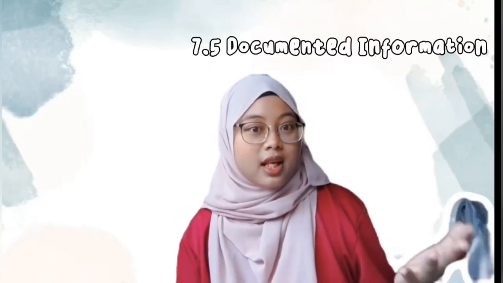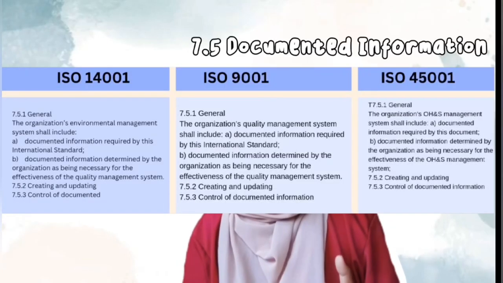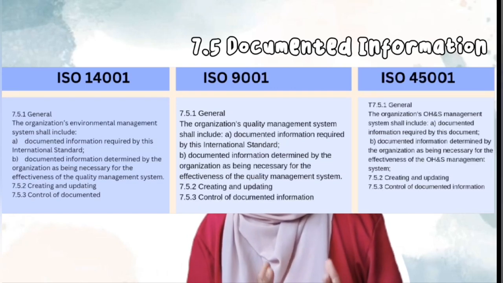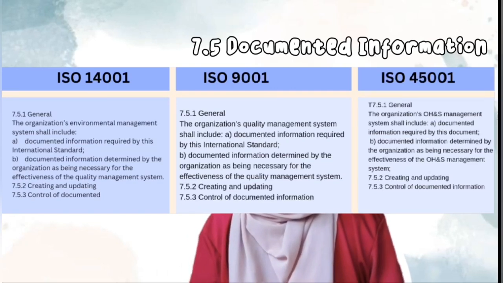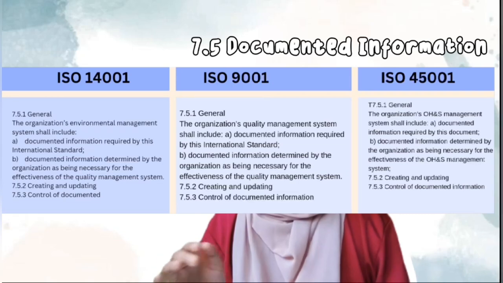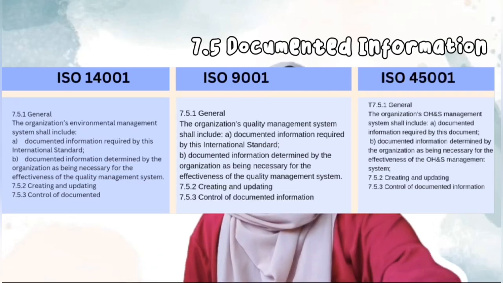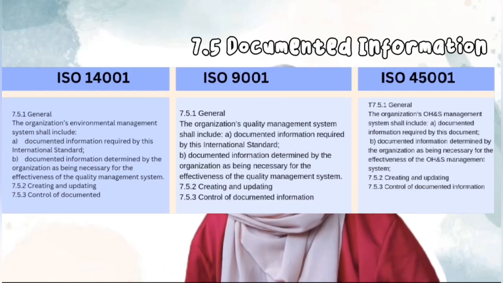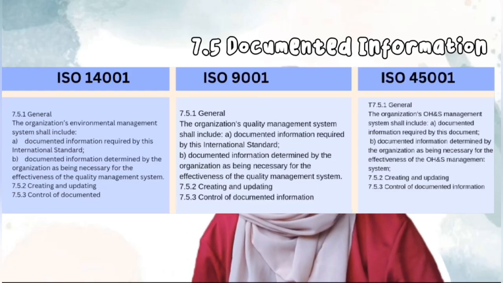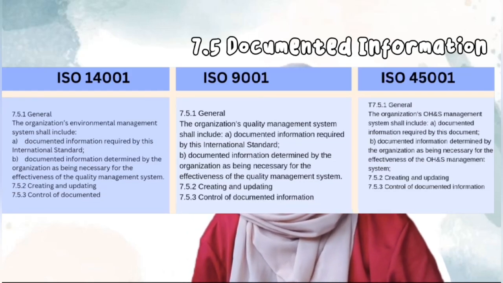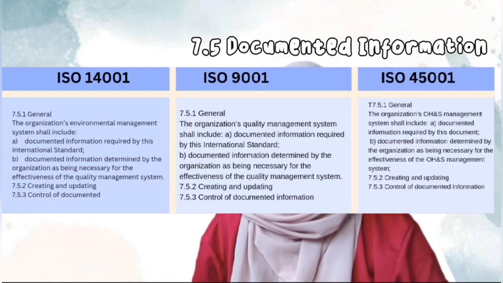Documented information. The organization shall maintain documented information necessary to demonstrate the effective operation of the EMS, QMS, and OHS management systems. This documented information may include policies and procedures, records of training and competency assessments, records of environmental, quality, and health and safety incidents, along with results of audits and reviews.